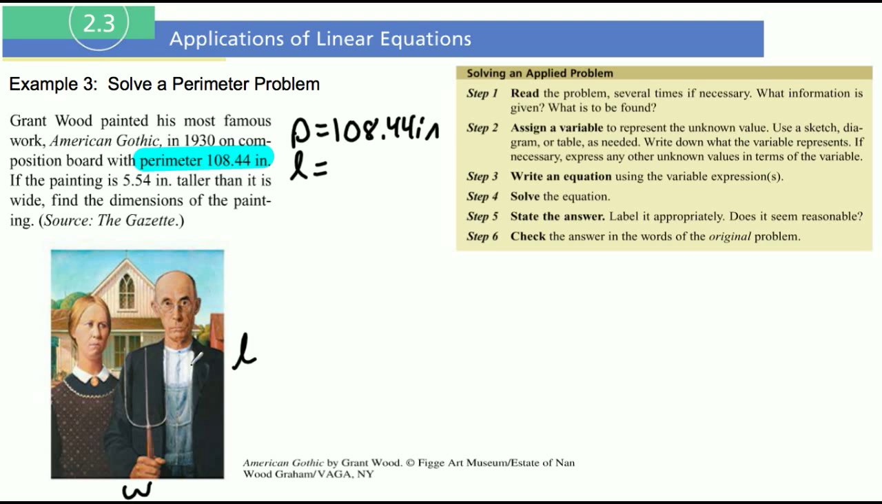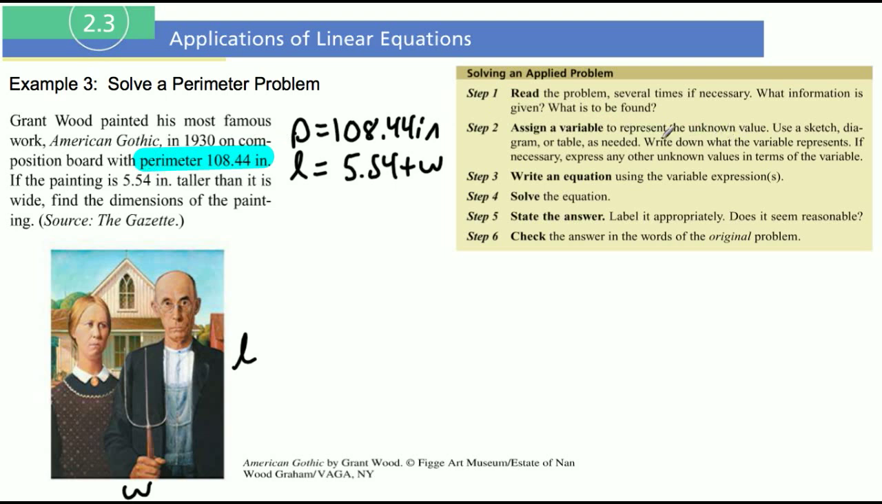So we're talking about this rectangle, and it says the painting is 5.54 inches taller than its width. We don't know what the width is, but whatever it is, the length is 5.54 more than that. So I'm just going to say that the length is 5.54 plus W. I may have jumped the gun by calling this a variable already, but basically whatever the width is, the length is 5.54 more. That's what this is saying right here.